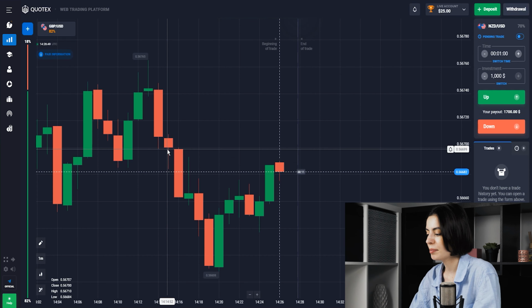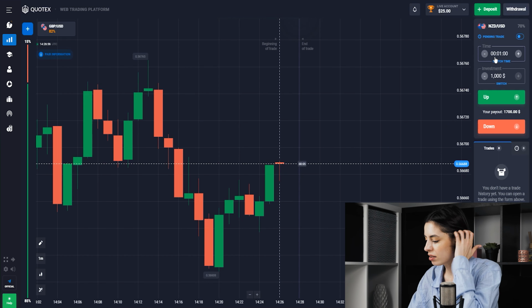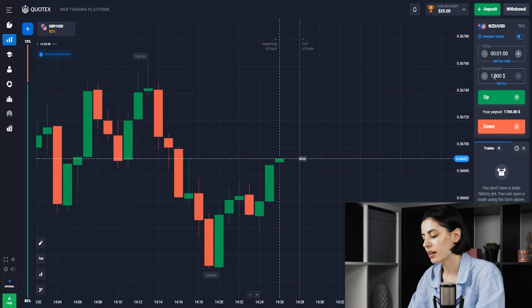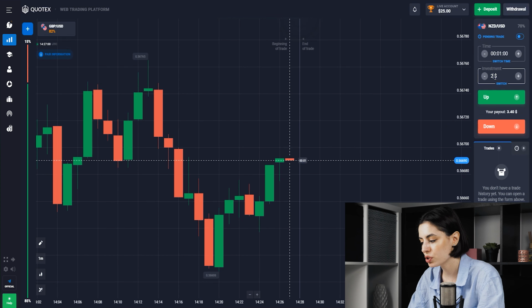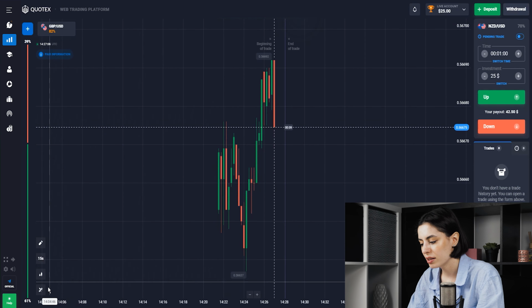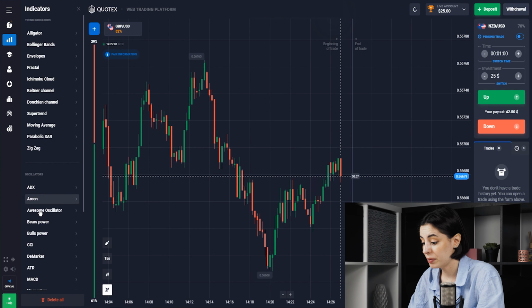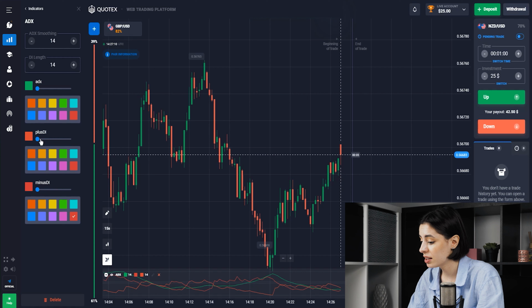And let's go. Without any indicators, these candles look like a chart for some children or something like that. So we need some help. And yep, with the 15 seconds, it doesn't look like that anymore. It looks like the real chart already.